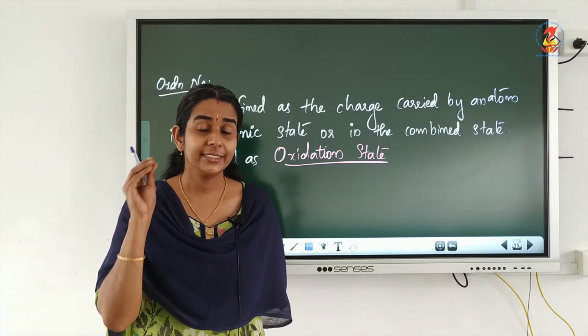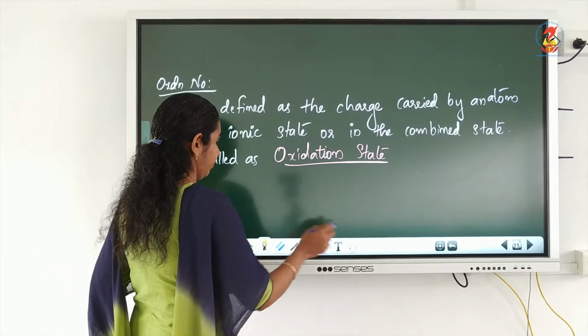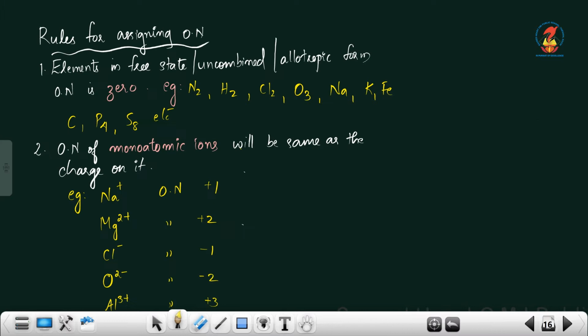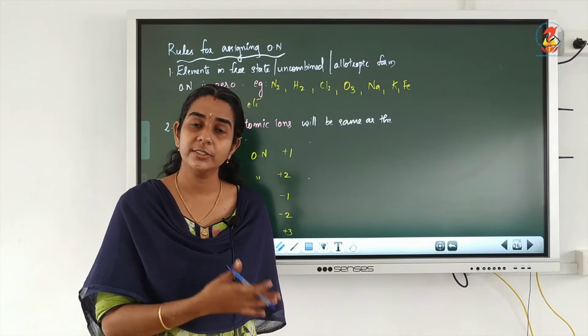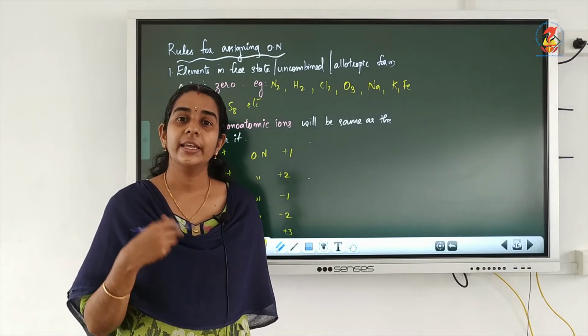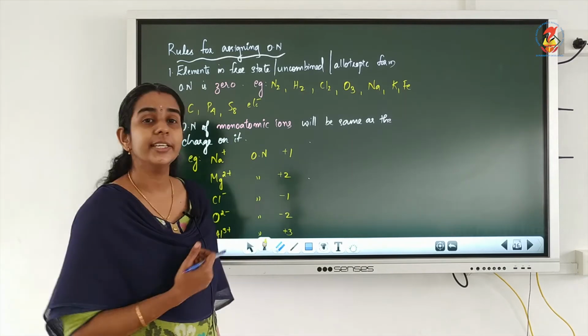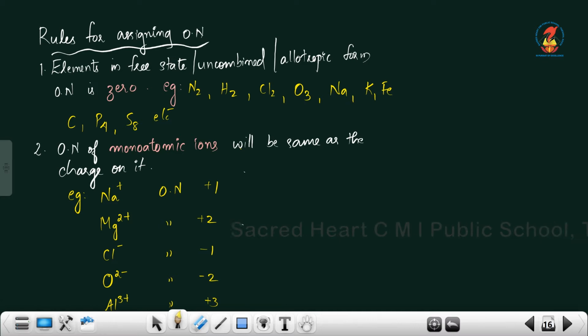So simply what is it? It is a charge carried by each element. Now we have certain rules for assigning the oxidation state or oxidation number. Remember, oxidation state and oxidation number are both the same, and that is simply representing the charge carried by each atom or each element in the given species, whether it is a charged species or ionic species or in the combined neutral form like Al2O3, then MgCl2, etc.